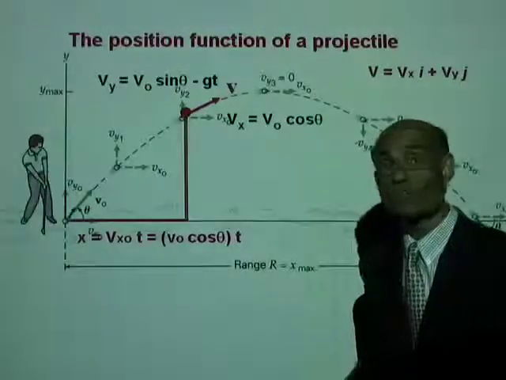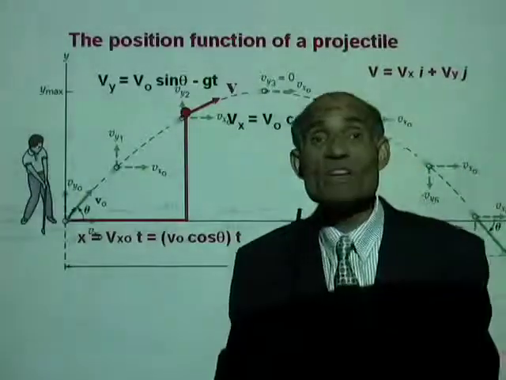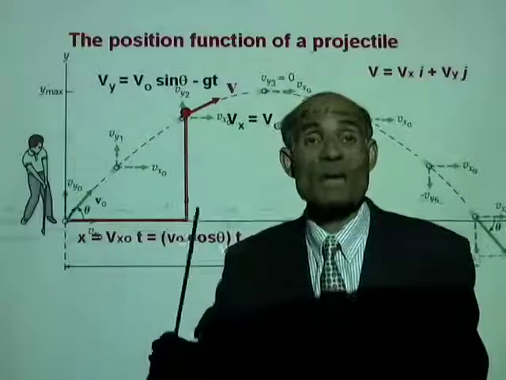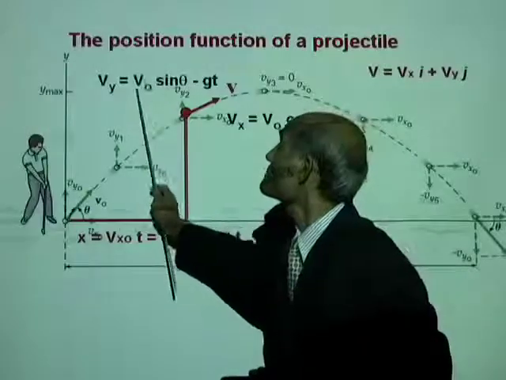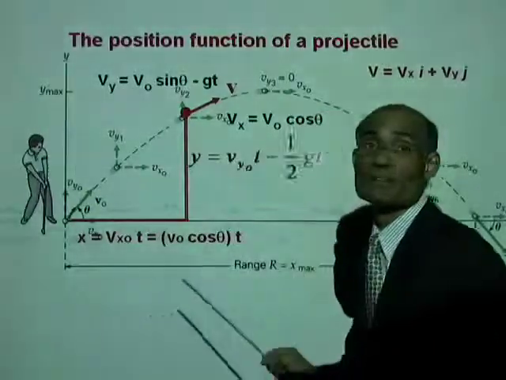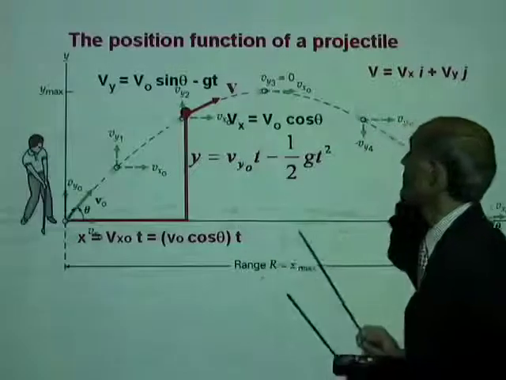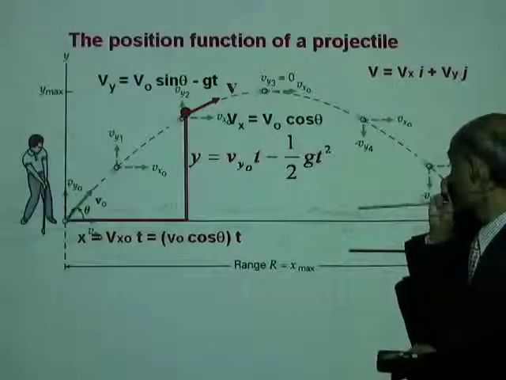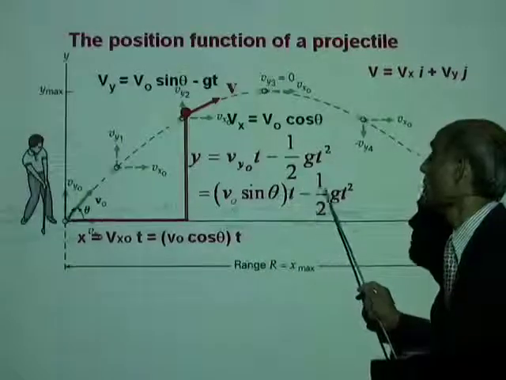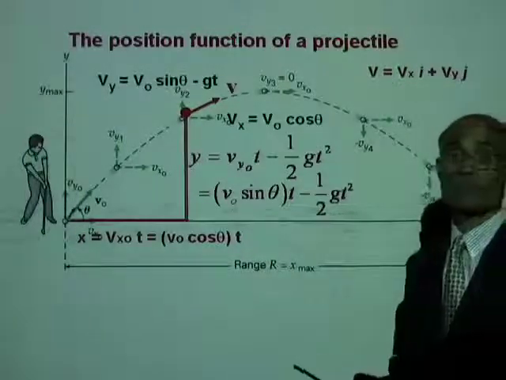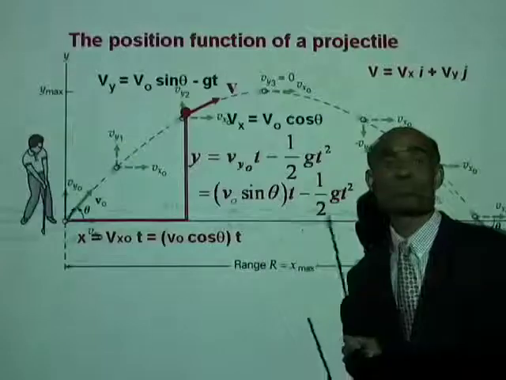And what is the y position? Do you remember the equation for the y position we obtained? It will be Vy0t minus 1/2 gt squared, where Vy0 is V0 sine theta. So that will be y equal to Vy0t minus 1/2 gt squared. That will be V0 sine theta t minus 1/2 gt squared. Alright, can you now write the position function for that projected object?